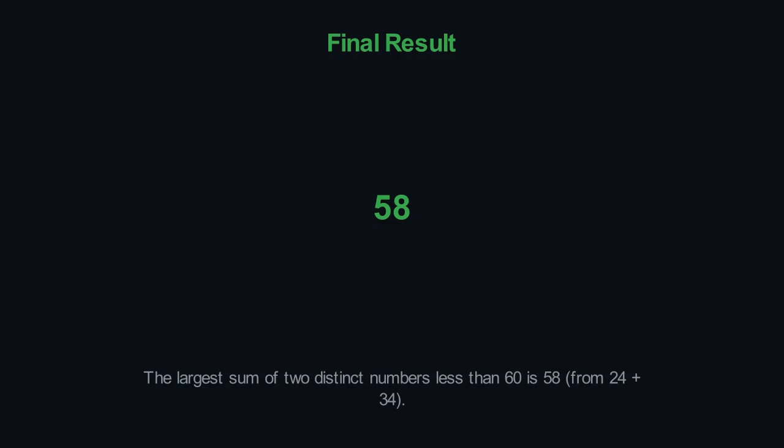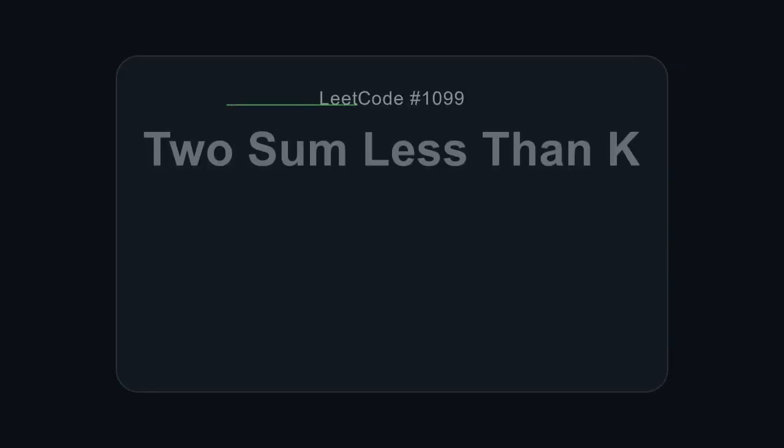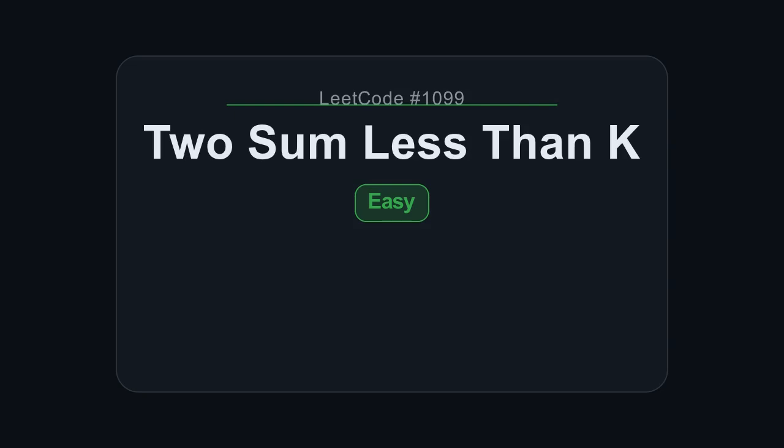After iterating through all possible pairs with our two pointers, the final maximum sum we found that was less than k is 58. This comes from the pair 24 plus 34, which is indeed the largest sum under 60. You'll spot this two pointers pattern when you need to find pairs or subarrays in a sorted array that satisfy a certain condition, especially involving sums or products. If the problem asks for the minimum or maximum of such a pair, and sorting helps establish an order that allows you to make decisions about moving pointers, it's a strong candidate.